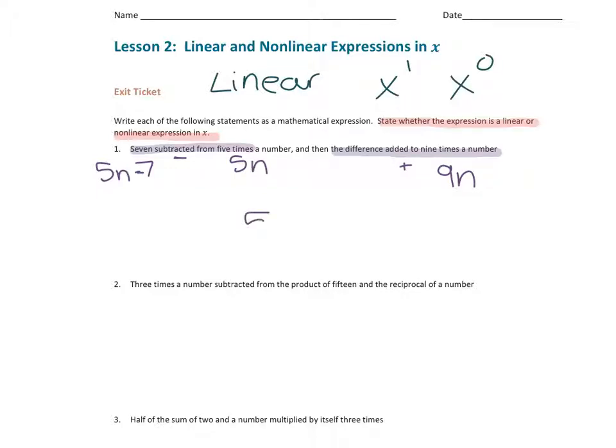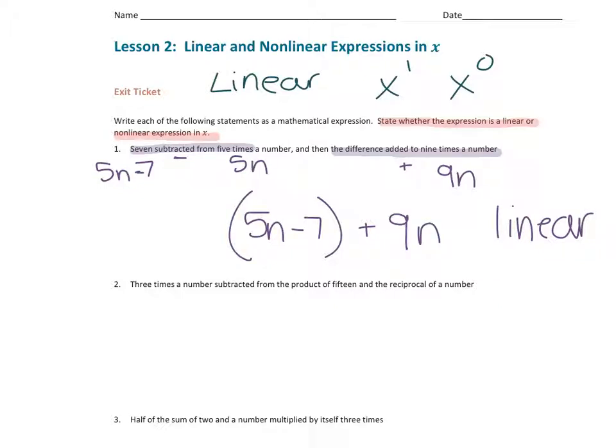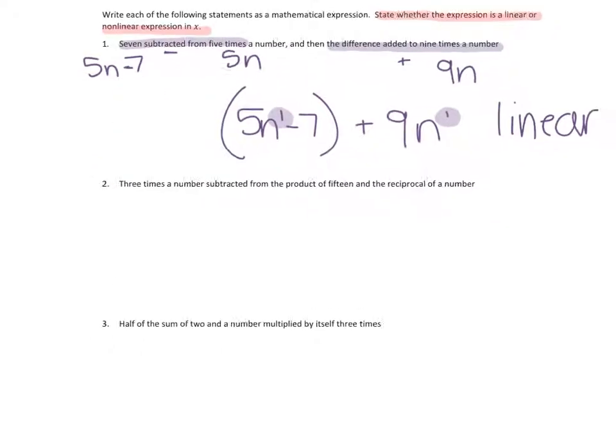So we have this 5n minus 7, that difference, that subtraction, is going to be added to 9 times a number. This is a linear expression because when I look at my exponents, while they're not actually written in, they would be to the 1 power. Let's look at this next one.